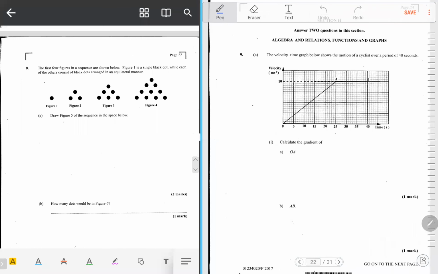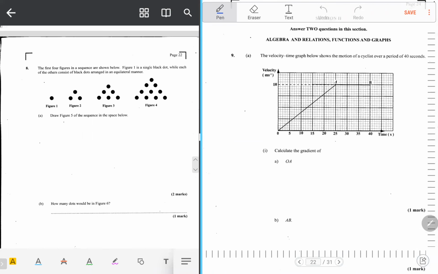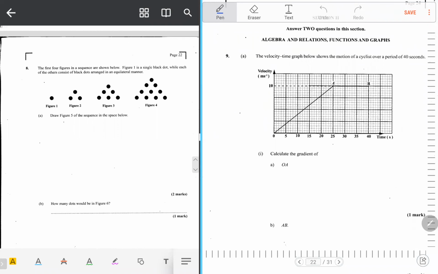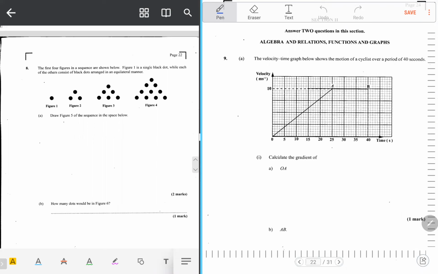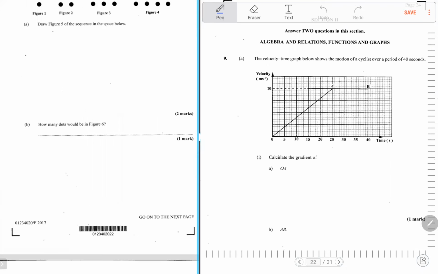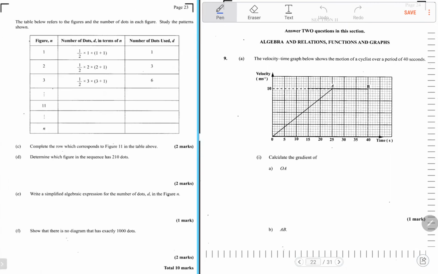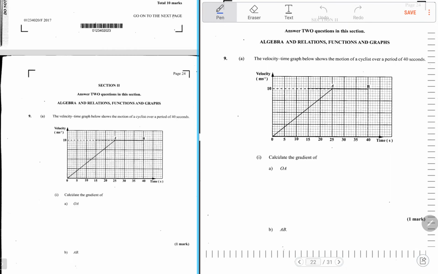Question 9. All right, so question 9 gives us this velocity time graph. So the velocity time graph below. Let's go down here. On this one as well, in case we need the graph.